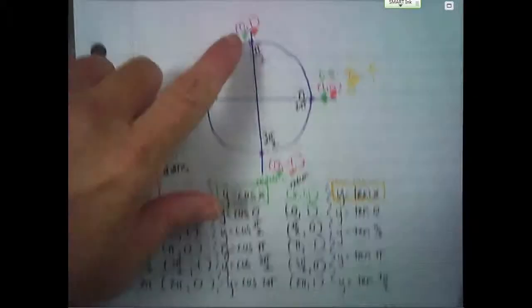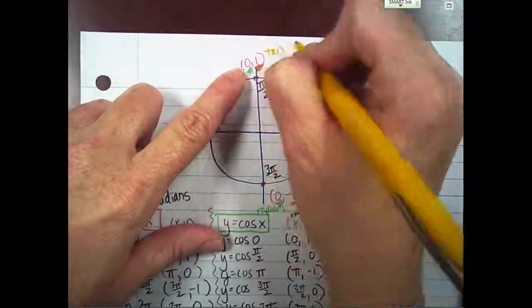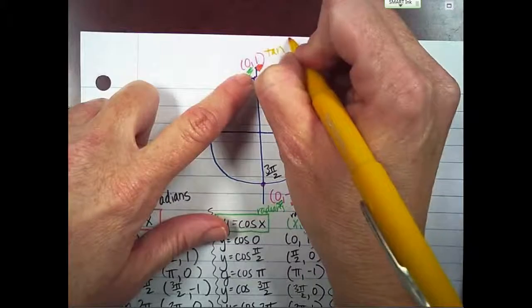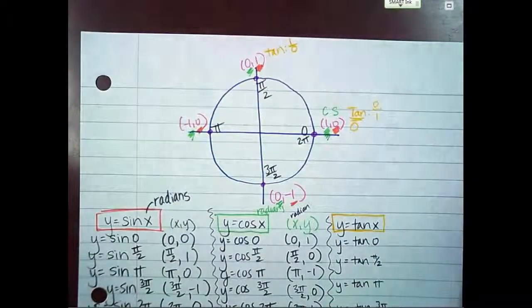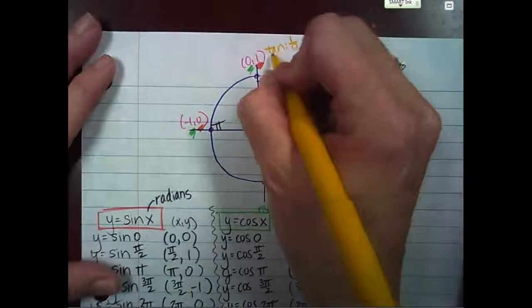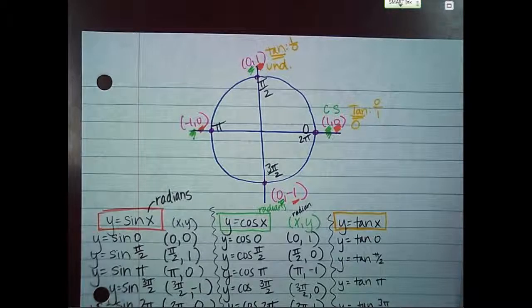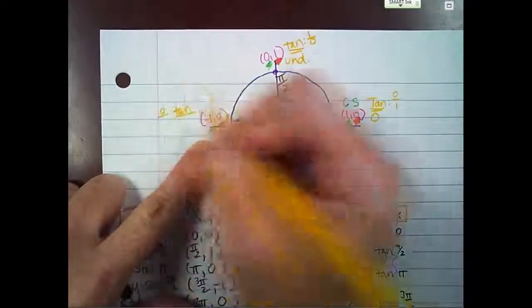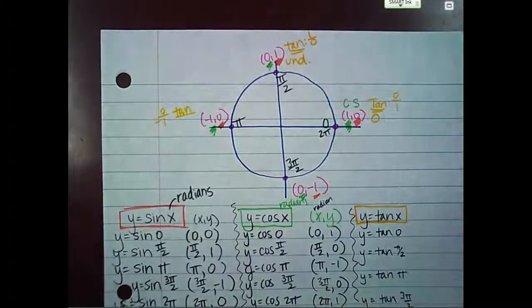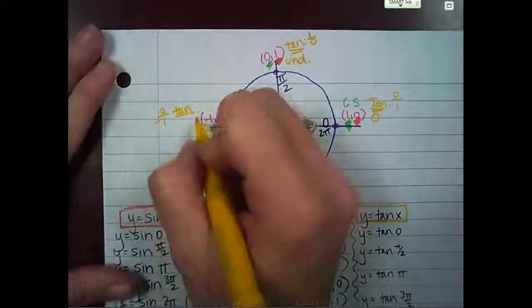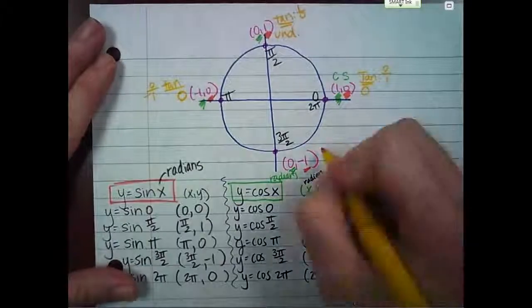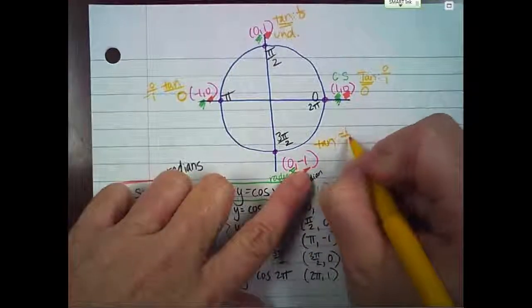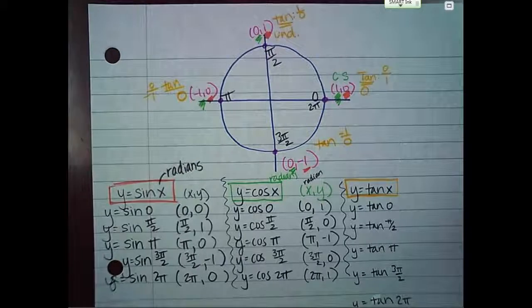Let's finish. Go to this one. Here, tangent would be y divided by x. 1 divided by 0. What's 1 divided by 0? Undefined. That's right. So we're undefined at pi over 2, guys. Tangent's undefined at pi over 2. Okay? How about over at pi? Tangent would be y divided by x, so 0 divided by negative 1. What's that going to be? What's tangent over here? 0 again. And the last one would be tangent negative 1 divided by 0. What does it say down at 3 pi over 2?